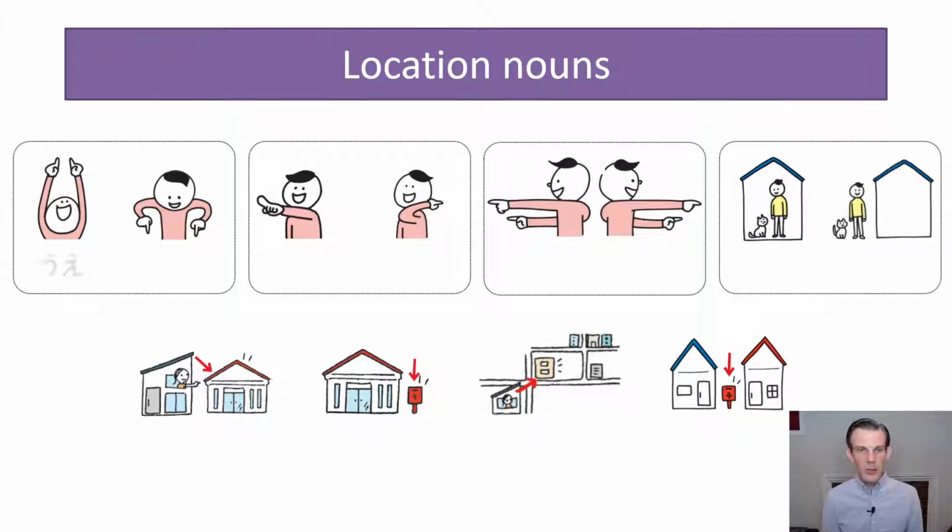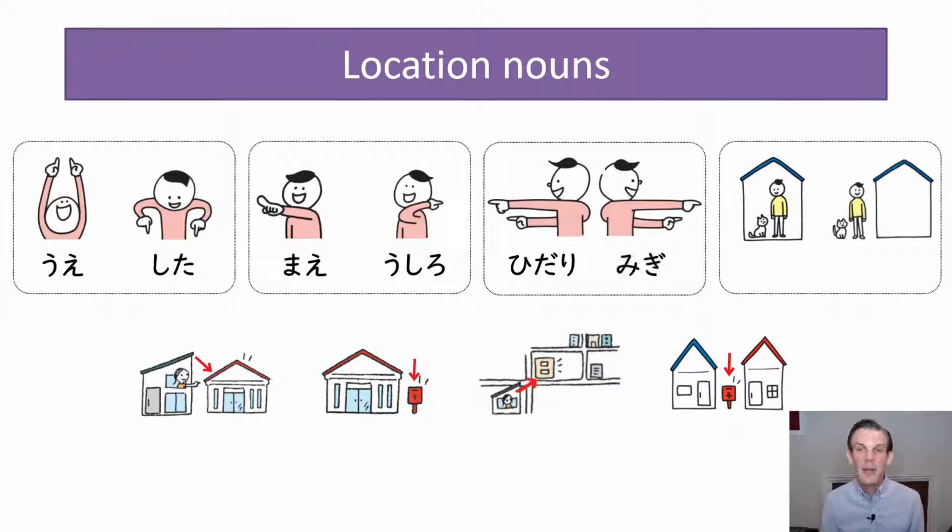So first we have ue and shita, which are above. Ue can be either above or on top of in Japanese, anywhere above, whether it's resting on it or just above it. The same location noun is used in Japanese. Shita is below or under. Next we have in front of, behind. Mae, ushiro. To the left, to the right. Hidari, migi. Inside, outside. Naka, soto.